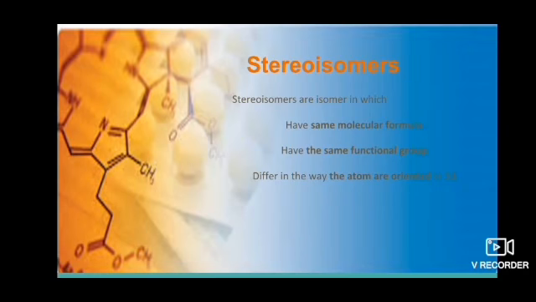Stereoisomers. Stereoisomers are isomers which have the same molecular formula, the same functional group, but differ in the way the atoms are oriented in three dimensions.